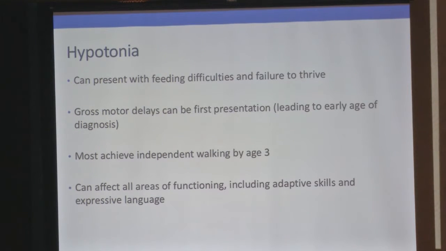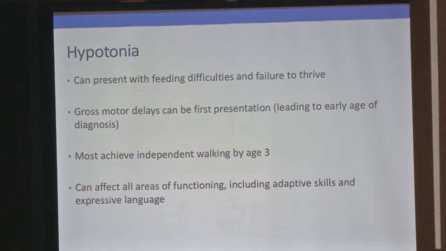So going through the list of the main clinical features, there's hypotonia. That can actually present very early in infancy with feeding difficulties and failure to thrive. Gross motor delays can often be the first presentation, as I mentioned, and I think that's going to be a big window into being able to diagnose and see these children even earlier in development now that we're doing microarrays more often.